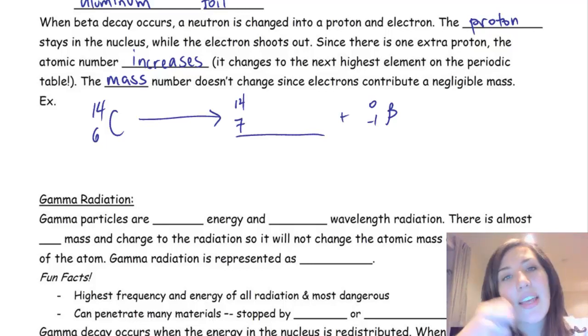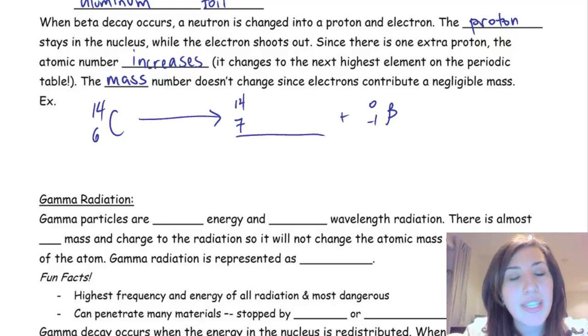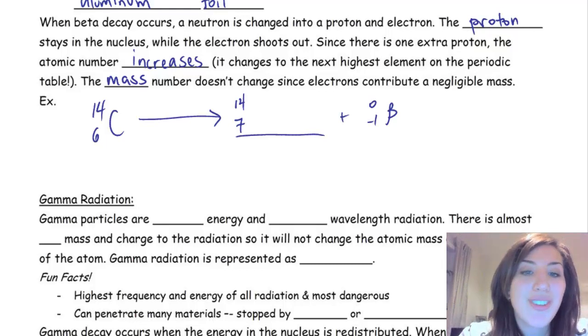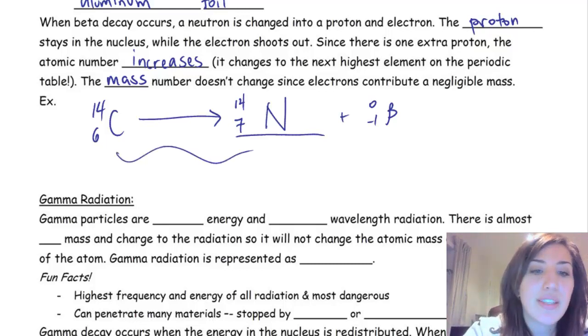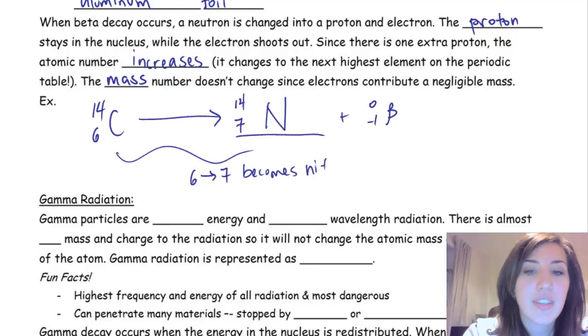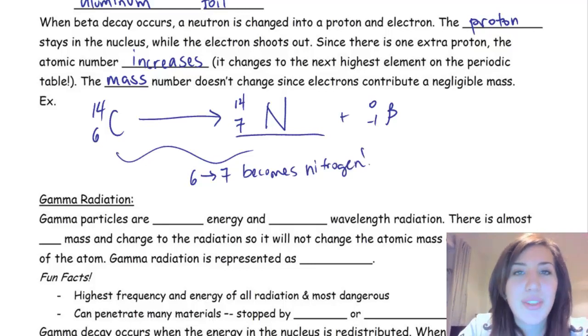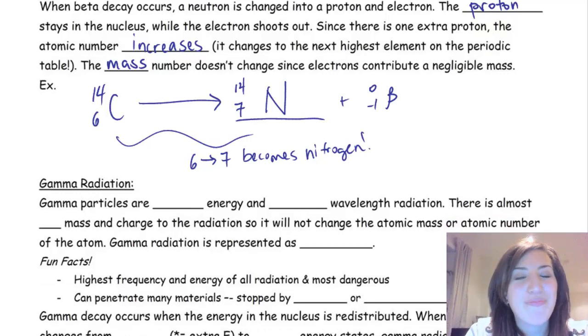Now what is the element in the periodic table that has an atomic number of 7? If you look it up, you'll see that it's nitrogen. So here, if we just want to write this, 6 to 7 becomes nitrogen. So this is very helpful to know your periodic table.